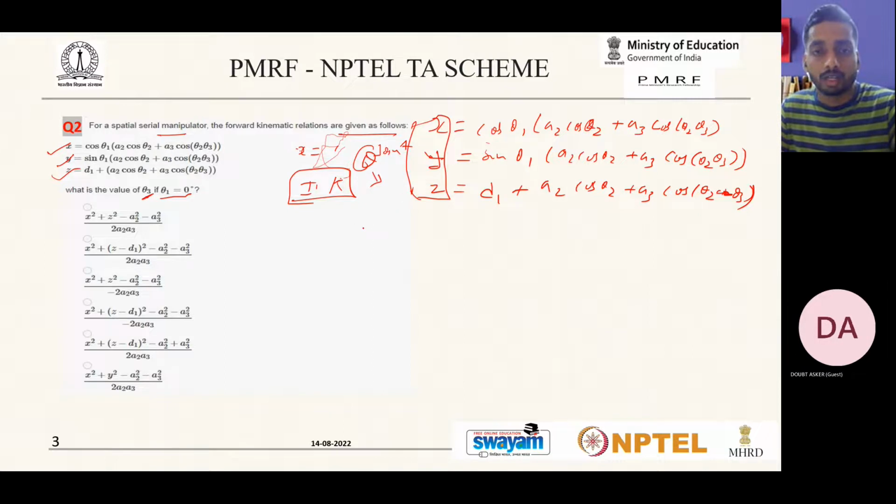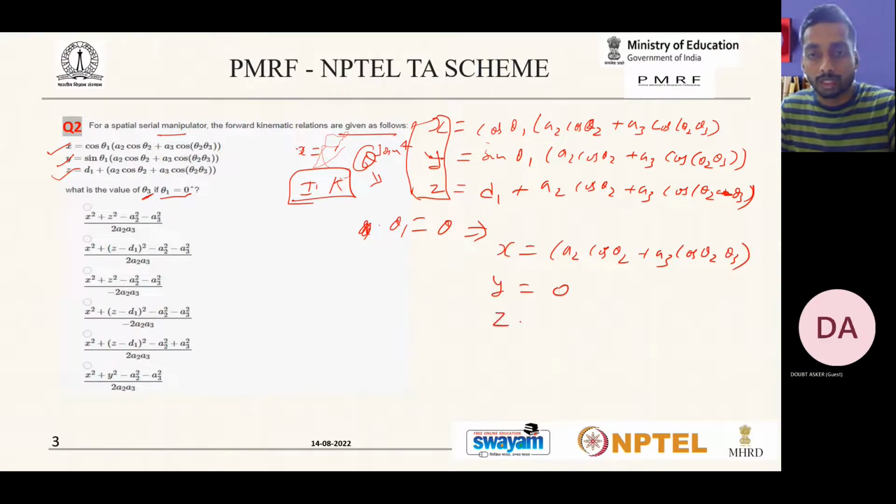So let us put theta 1 equals 0 and see how it goes. If you put theta 1 equals 0, what we'll have is x equals a2 cos theta 2 plus a3 cos(theta 2 minus theta 3), and y will be equal to 0, and z will be equal to d1 plus a2 sin theta 2 plus a3 sin(theta 2 minus theta 3), right? So this is one.